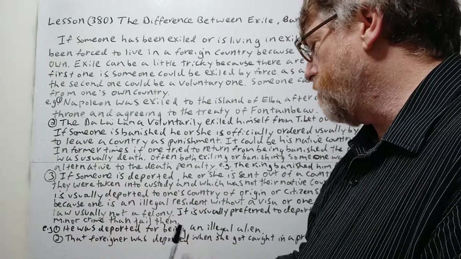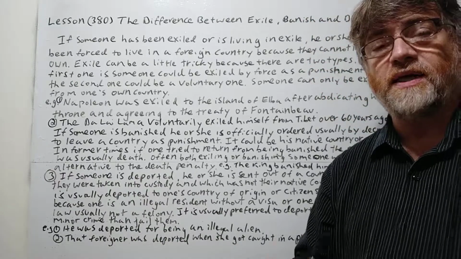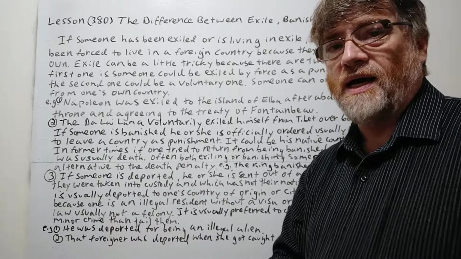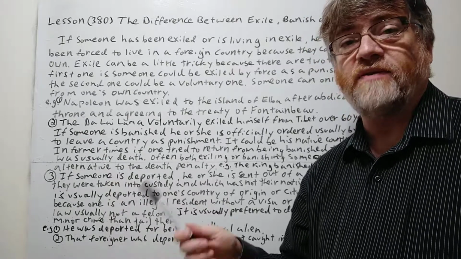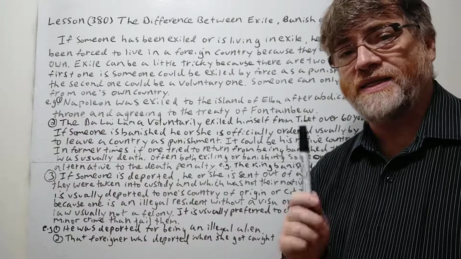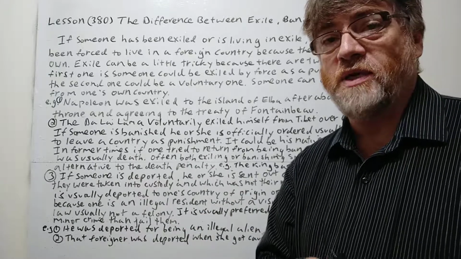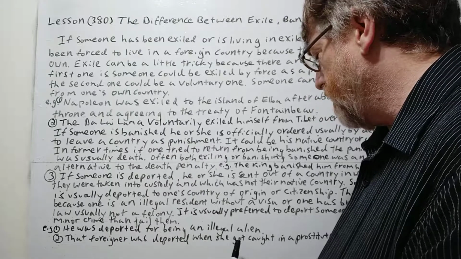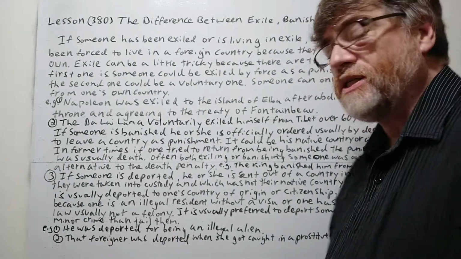He was deported for being an illegal alien. Yeah, so if they found someone and they were really not a citizen, or like I said, if they overstayed a visa for a long time where they didn't seem to have any intention to leave, they could be deported for that reason alone. Or that foreigner was deported when she got caught in a prostitute ring.